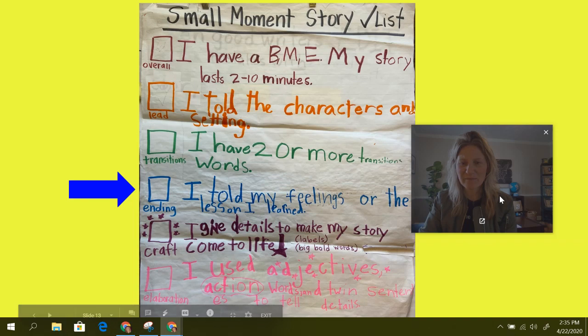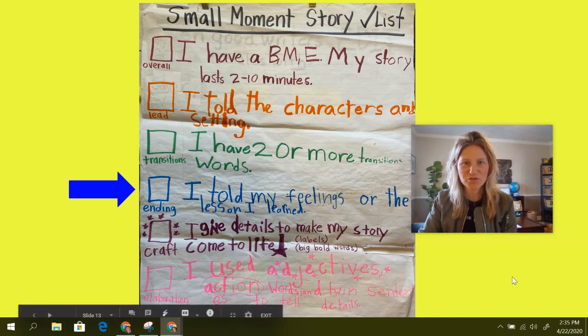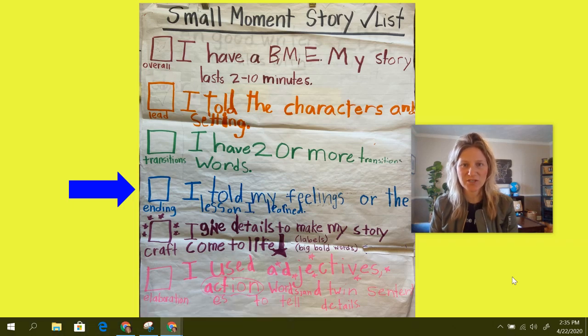I am so excited to be back with you today working on your stories. I am showing you a picture of the small moment story checklist. Remember, we go over this every day so we can make sure we know what is in a good small moment story. We have a beginning, middle, and end. Your story lasts only 2 to 10 minutes. That's what makes it a seed story and a small moment story.